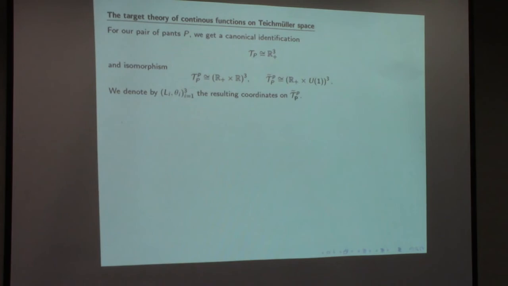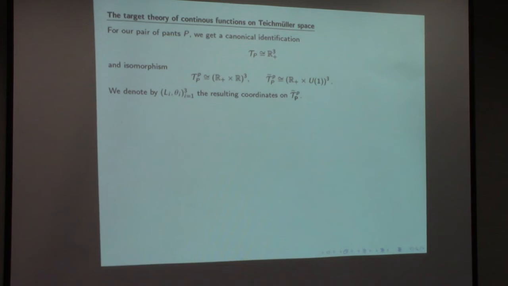Okay, very good. So let's exercise a little bit. What happens for a pair of pants? Well, it's well known that the Teichmuller space for a pair of pants, so this Teichmuller space here, is simply R plus to the 3. The hyperbolic structure is exactly determined by the lengths of the 3 geodesics that constitute its boundary. So that's the map from here to here. It's totally canonical. And if I now do the space that I just introduced with the P here, then that will be R plus cross R to the 3. So there is this extra twist parameter around each boundary, and if I divide out by boundary-parallel Dehn twists, I get this space here, R plus cross U1, to the 3. And of course, I want to denote the coordinates L_i and theta_i, just the lengths L_i and the twist parameters theta_i. So I have these 6 coordinates on a pair of pants.